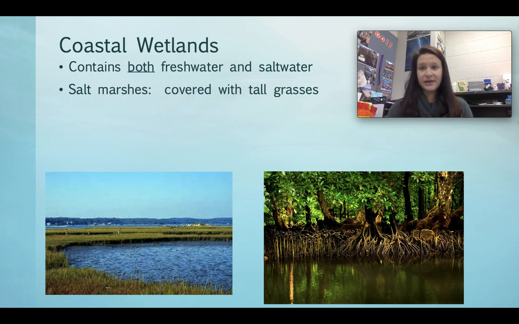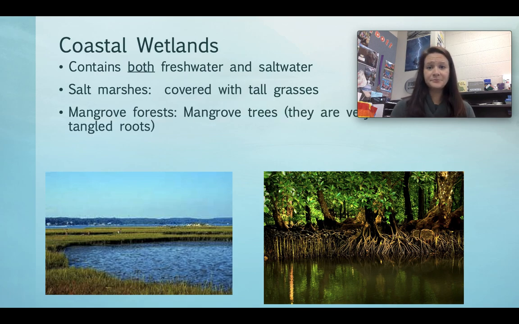Okay, again, this time there's two different kinds we're going to talk about. The salt marshes, just like the freshwater marshes. Instead of it being freshwater, this is going to have that mixture between the two, so they are different. And they have different ecosystems, but they both have those tall grasses. So anytime you see a tall grass, you know it's a marsh.